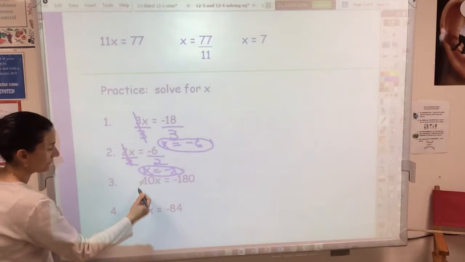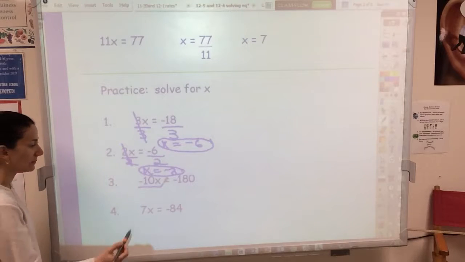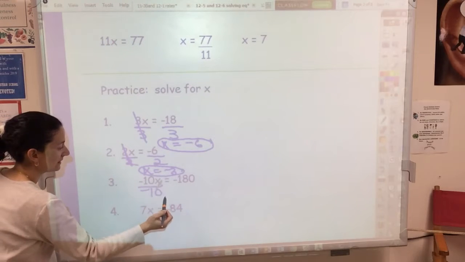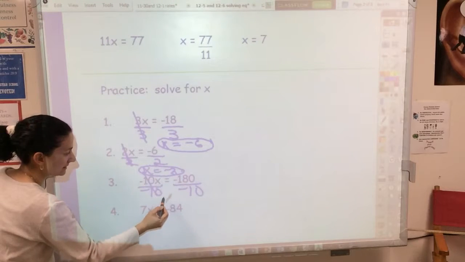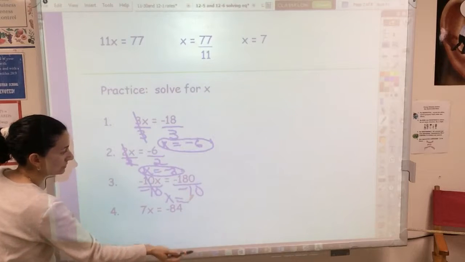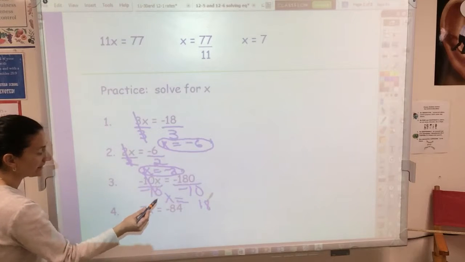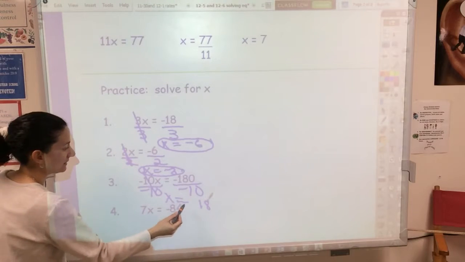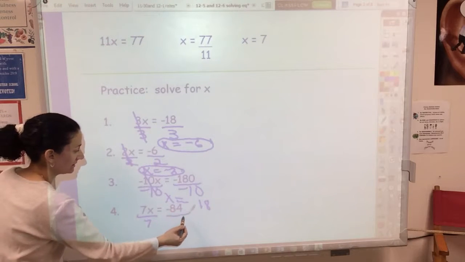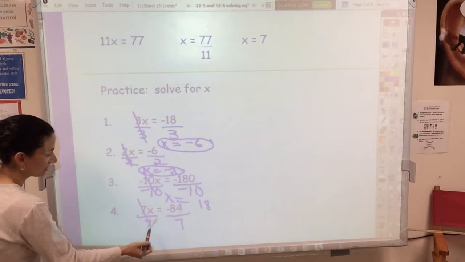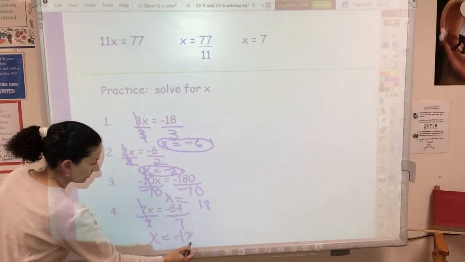Okay, number 3, divide this side. This time, I have a negative coefficient, so I make sure I'm going to divide by -10 on both sides. That cancels. x is isolated, and x equals 180 divided by 10, which is 18, and a negative divided by a negative is a positive. So x equals 18. Last one, I'm going to divide by 7. Divide this side by 7, show my canceling, x is alone, and it equals -12.